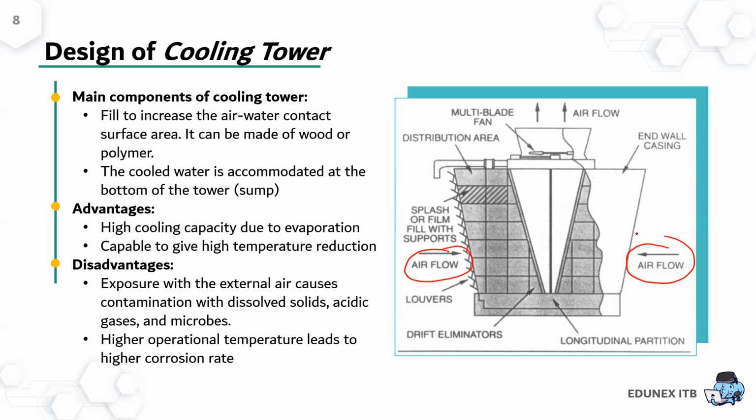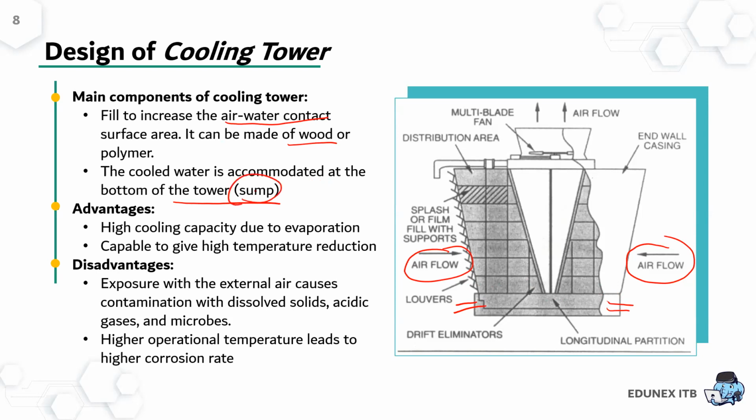So these are the main components of the cooling tower. The first one is the fill, to increase the air and water contact, because this is very important. We have two different types of fluids: the first one is liquid, and the second one is gas. So we have to make sure that the contact between the air and water is efficient. It can be made of wood or polymer. And also the cold water is accommodated at the bottom of the tower, after it goes through the cooling process. There is an outlet at the bottom of the tower, which we call the sump.